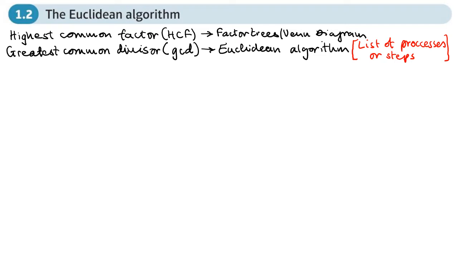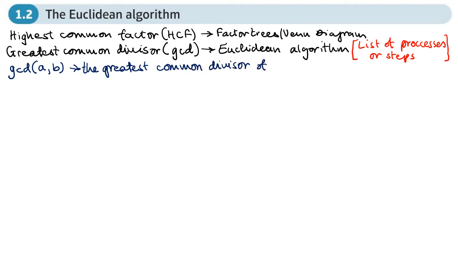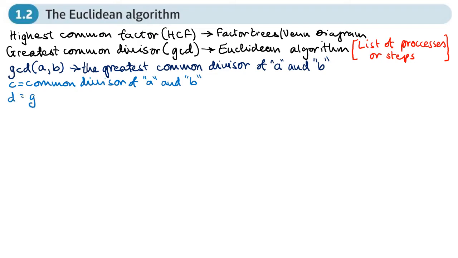So the notation that we use, if I were to write GCD and then in brackets A, B, this means the greatest common divisor of A and B. Now, if, for example, C is just a common divisor of A and B, and let's say that D is the greatest common divisor of A and B, then it will always be the case that D will be greater than or equal to C.